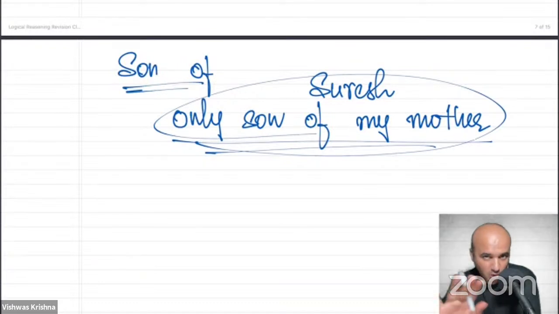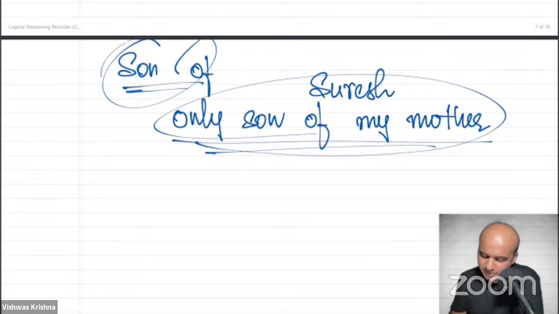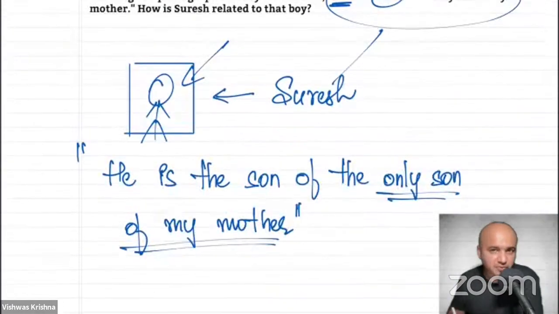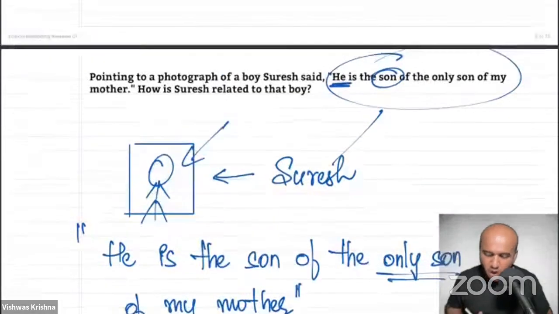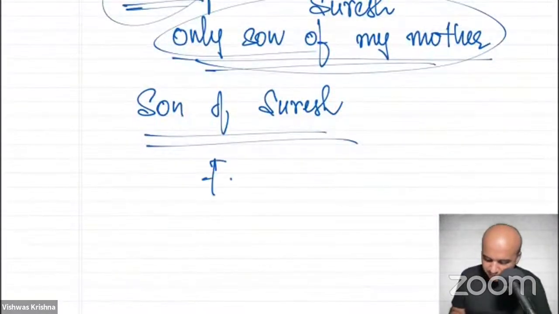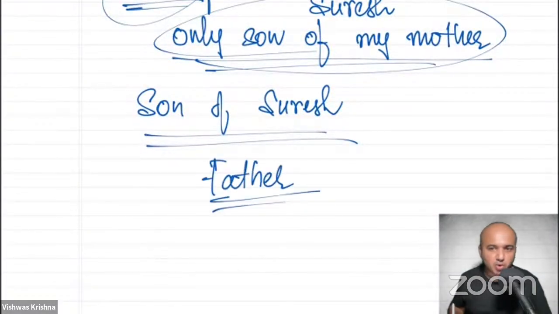And we are not stopping there. We are saying this photographed person is the son of this person. Son of whom? Son of Suresh. That's it. The person in the photograph is none other than Suresh's son. That means, how is Suresh related to the boy? Suresh is nothing but father to the boy. I hope it is clear.